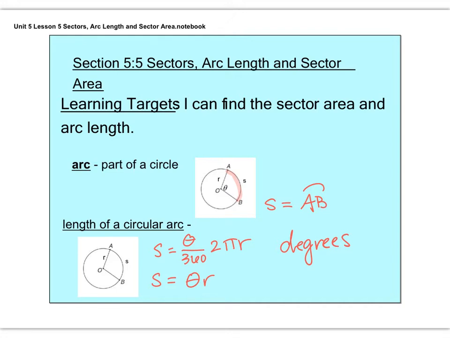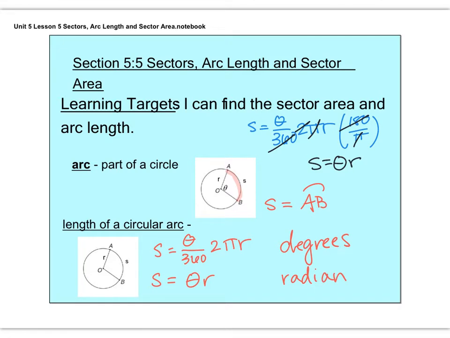So if you're given your measurement in degrees, to find S, or the arc length, you would take theta divided by 360 times 2 times pi times r. But remember, to convert to radians, you multiply by 180 over pi. So if I simplify my equation, the pi's can cancel out. 2 times 180 is 360, so the 180 and the 2 can cancel out with the 360, and we're left with the arc length being theta times r. So as you can see, this is a great formula to use if you're given your central angle in radians.